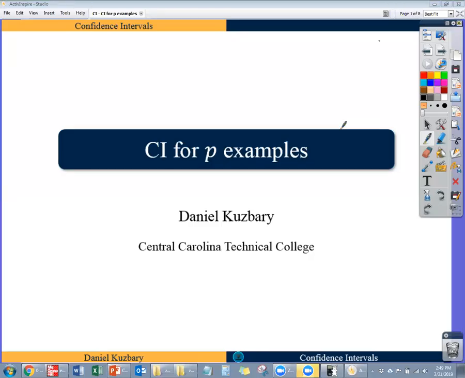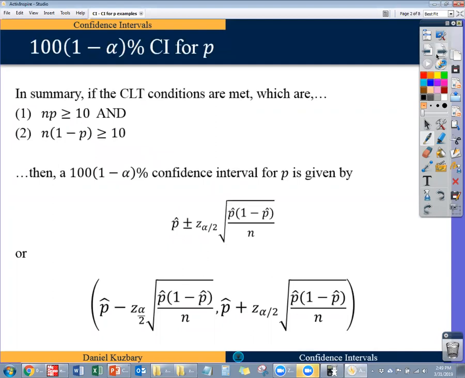This is Daniel Coosbury, and in this video I'm going to show you a couple of examples of confidence intervals for the population proportion. So just a reminder, this is the formula for how to find a confidence interval for the population proportion. First, these two central limit theorem conditions need to be met. You've got to check that n times p is greater than 10, and n times 1 minus p is also greater than or equal to 10.